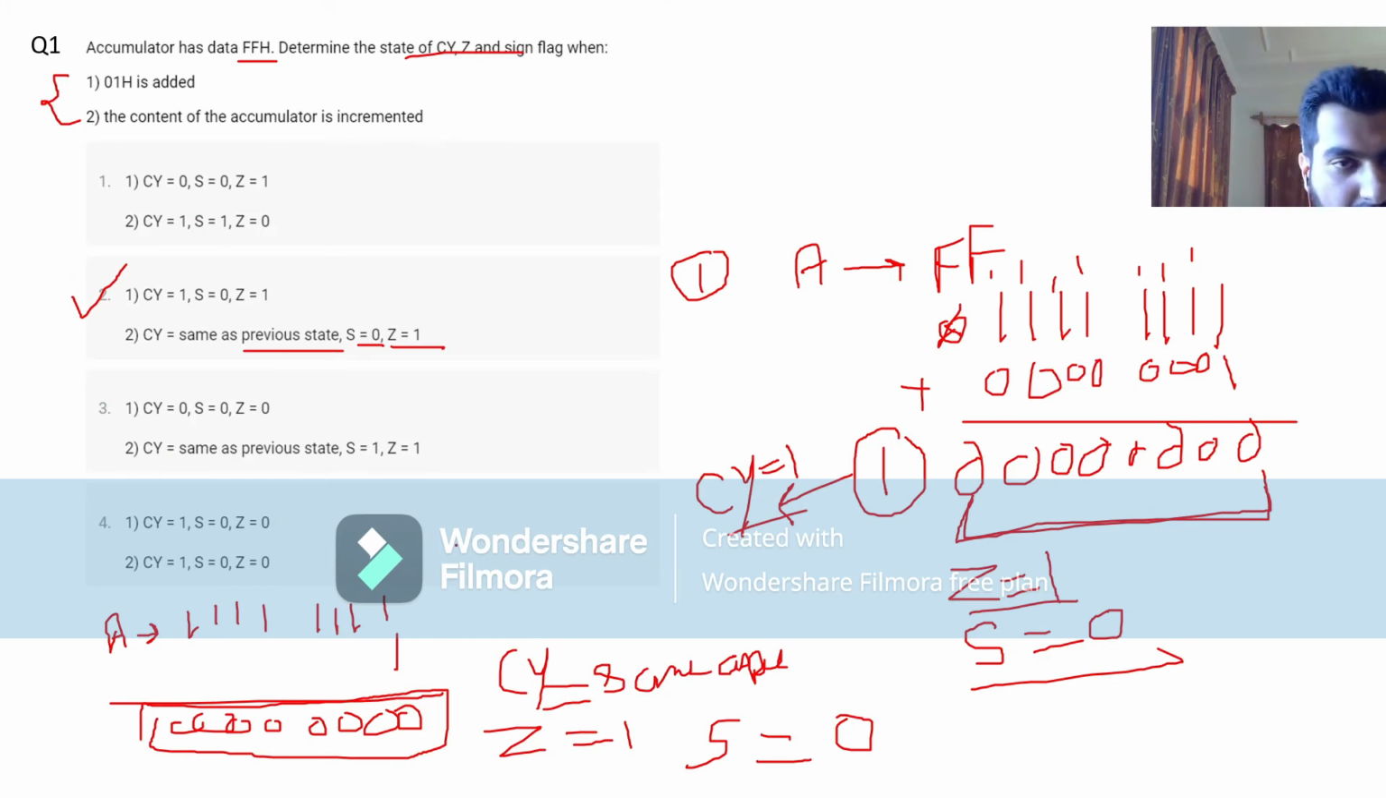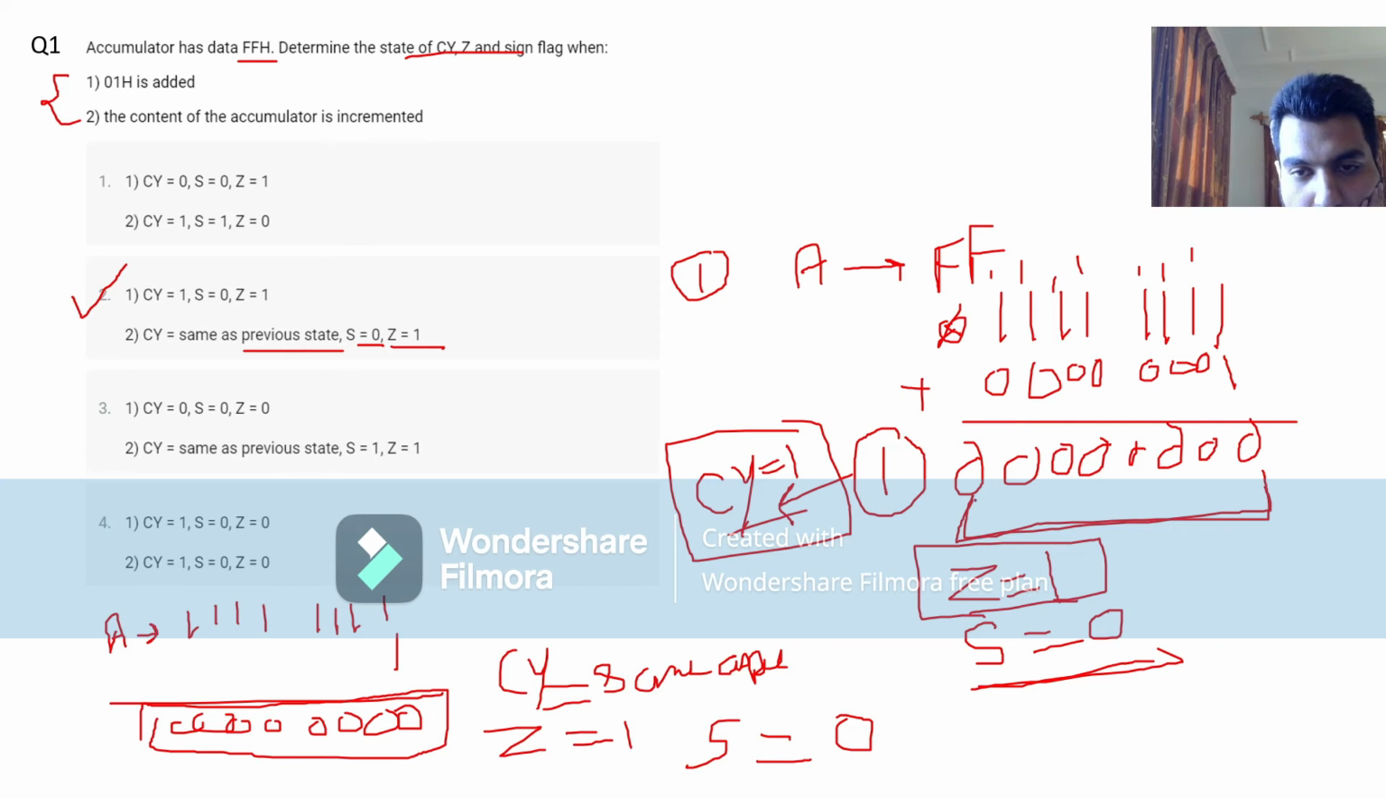Now let me just revise questions 1 and 2, then we can close today's session. Question 1: the accumulator has data FFH; determine the state of the carry flag, zero flag and sign flag when 01H is added and then the content of the accumulator is incremented. When 01 is added to FF, it becomes 00 and the carry gets propagated, so the carry flag is set to 1. Sign flag remains 0 because the number is non-negative, and zero flag is 1 as the contents of the accumulator are 0. Next operation is the content of the accumulator is incremented.